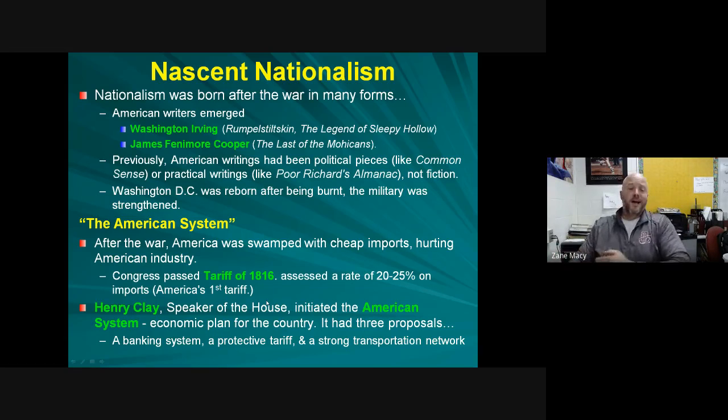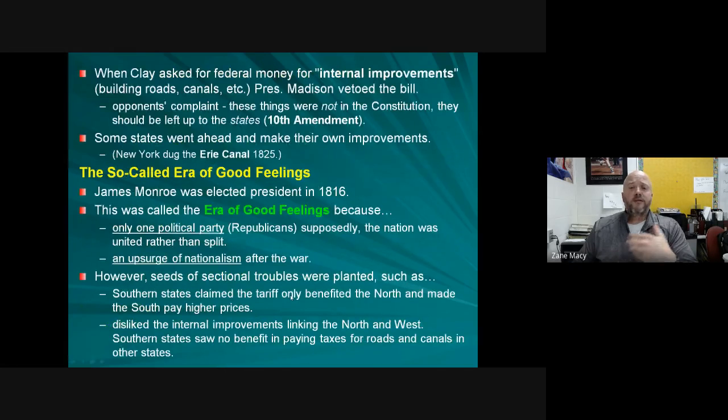So his push is to keep a national banking system, more protective tariffs, and to improve transportation, building roads, building canals to make transportation of goods easier to get them to market. So production costs drop, transportation costs drop, so American goods are cheaper and it's a more viable, more competitive price to fight against the fact that these European goods are so cheap.